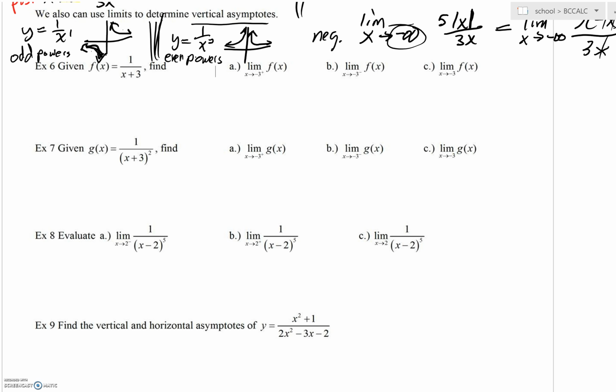Calculus BC, lesson 4.4. We're finishing the lesson, part 2. If we look at the very top of the screen, we can also use limits to determine vertical asymptotes.